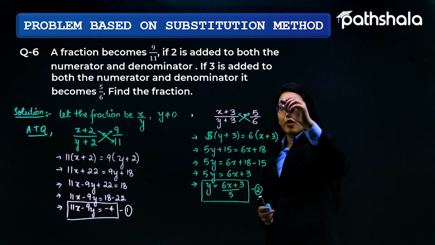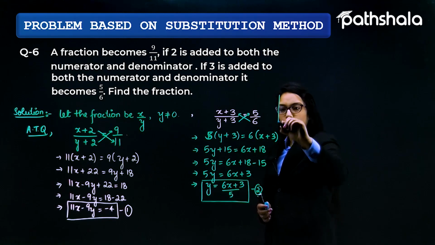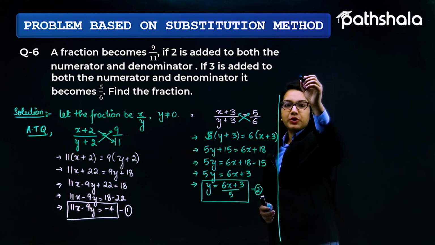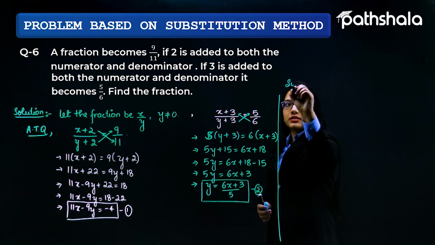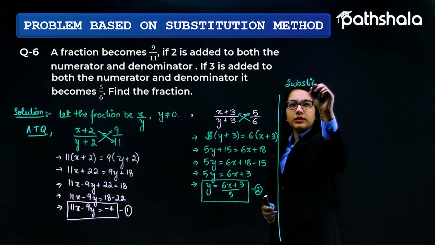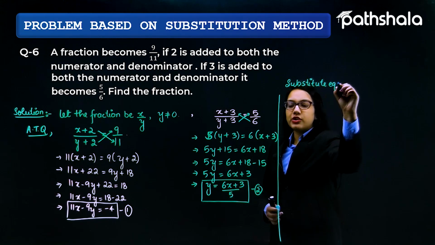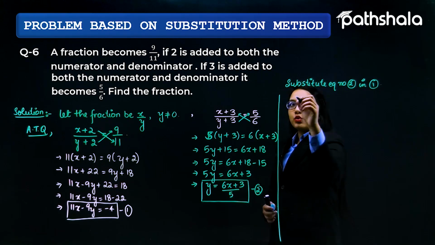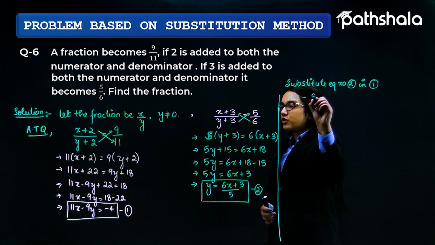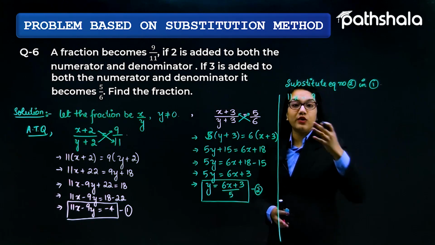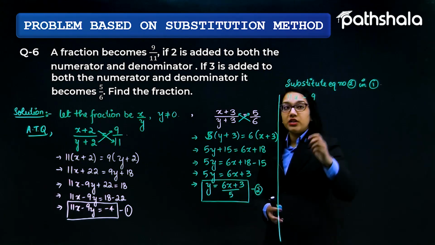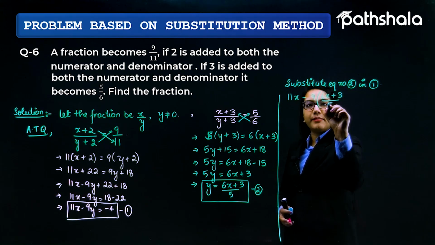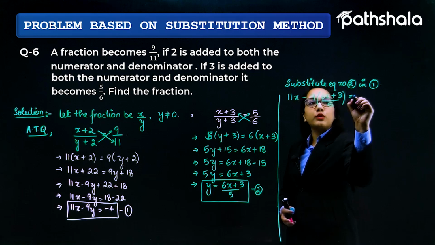So the next step would be to substitute equation number 2 in equation number 1 in order to get the value of the variables. So the equation would be of the form 11x minus 9y. We have to substitute the value of y in that equation. So y would be nothing but (6x plus 3) divided by 5, which is equal to minus 4.